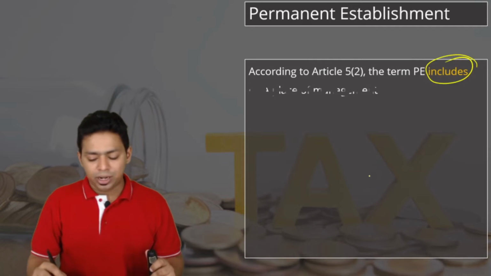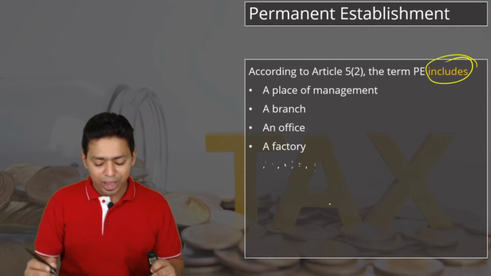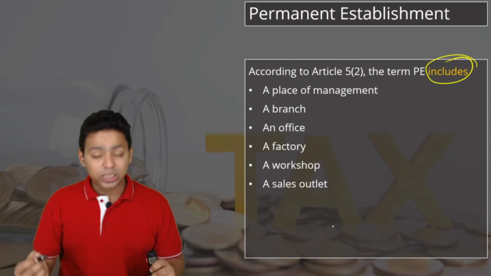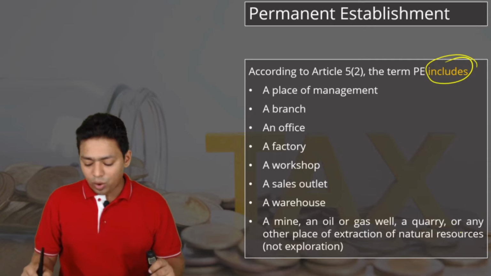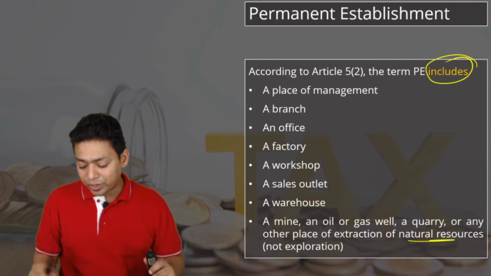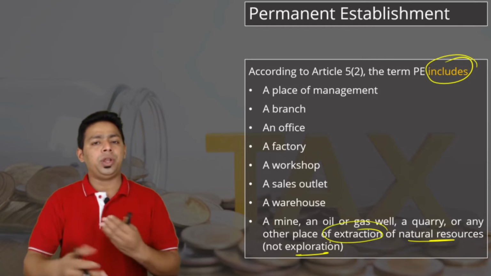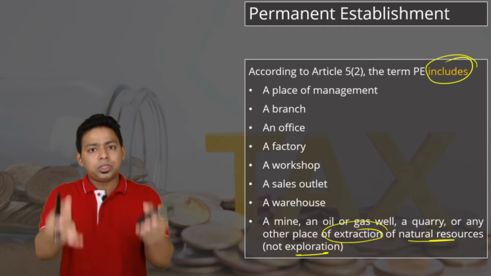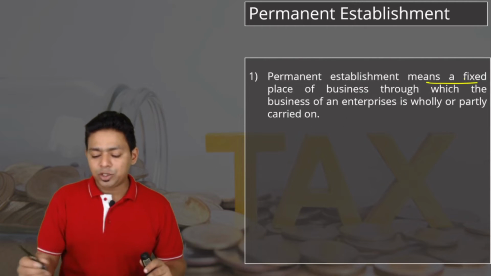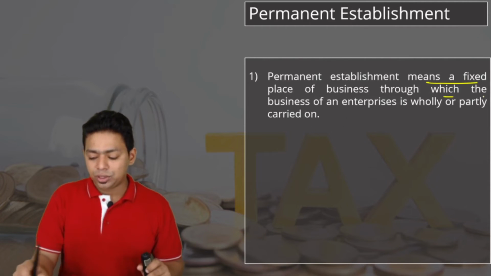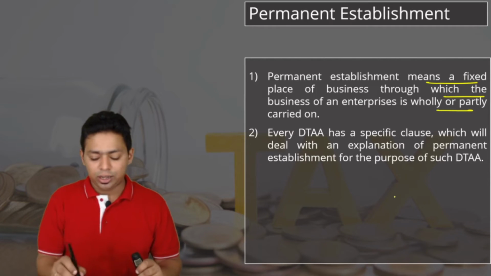So what do you mean by permanent establishment then? A place of management, a branch, an office, a factory, a workshop, a sales outlet, a warehouse, a mine, oil or gas well, quarry, or any other place of extraction of natural resources. Extraction, the word is extraction, not exploration. Exploration is just checking. Extraction means you are actually extracting minerals from the earth. Permanent establishment means a fixed place of business through which the business of an enterprise is wholly or partly carried on. Okay, we have understood that.